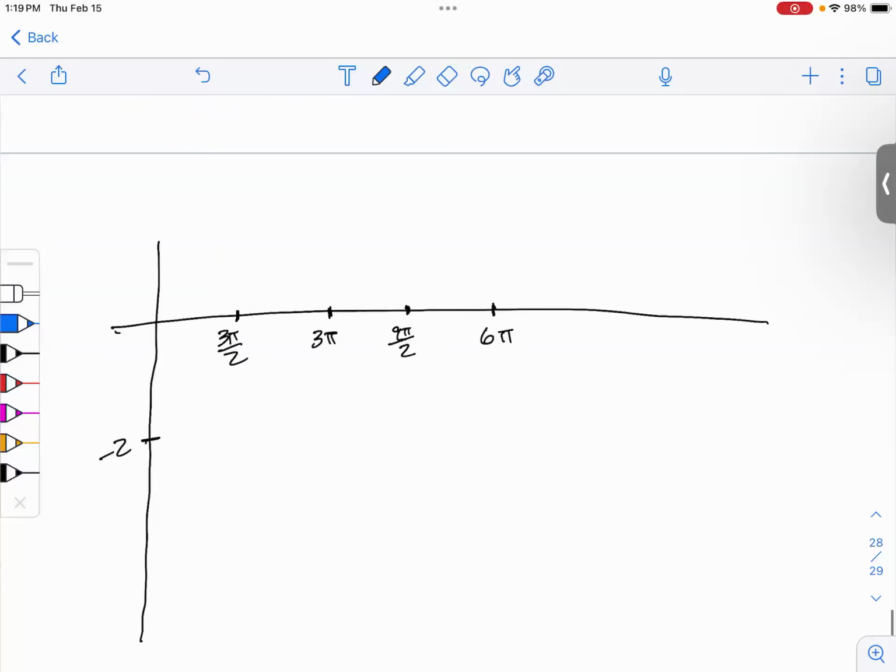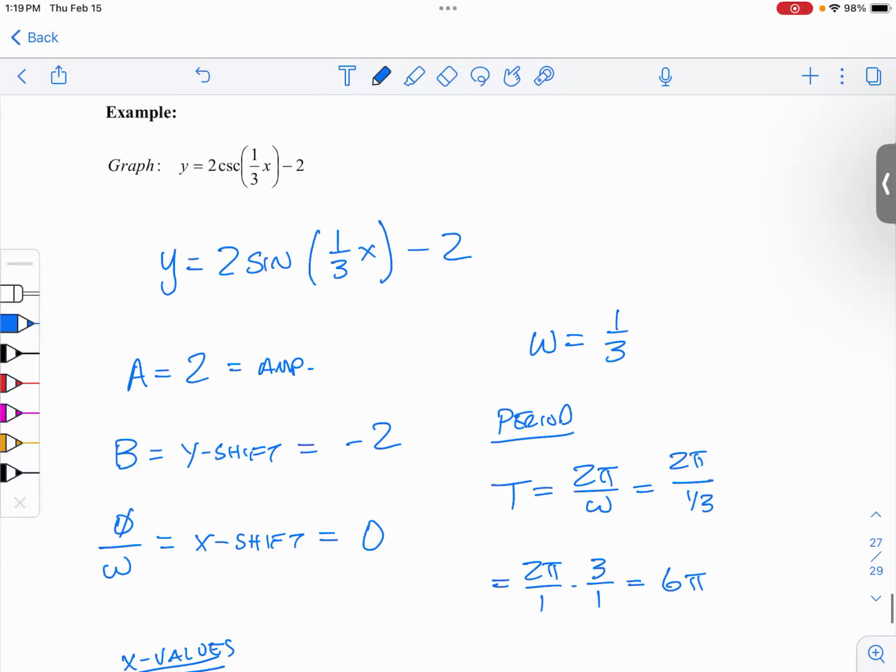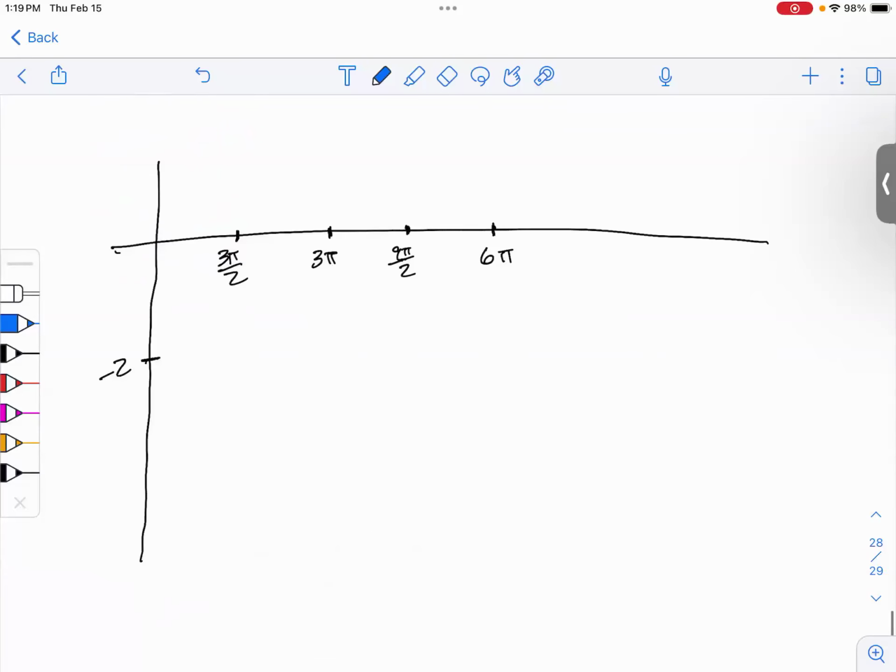Okay, so we got all our values identified, our 5 points. All right, we are graphing sine. The entire thing is shifted down 2. So again, that realigns our x-axis to this line. And then we graph our sine function, starting at 0, 0, but now 0, -2.